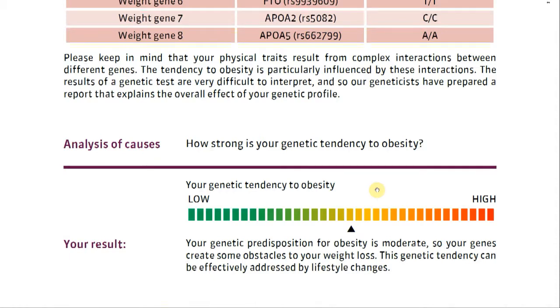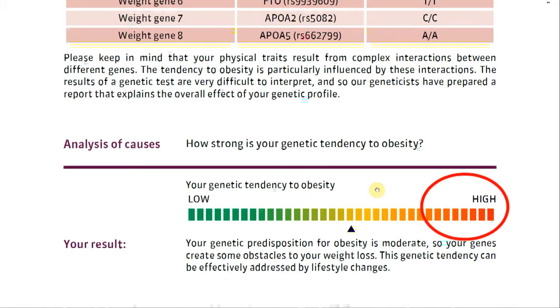So some people have a low genetic tendency for obesity, which means the genes would give you, in case your arrow is in this position, the best chances to have optimal body weight and maintain it. It's only your lifestyle that's the problem. So that's good news, because your genes don't make it difficult for you, and you just need to change your lifestyle to suit your genes to be able to lose and maintain weight.